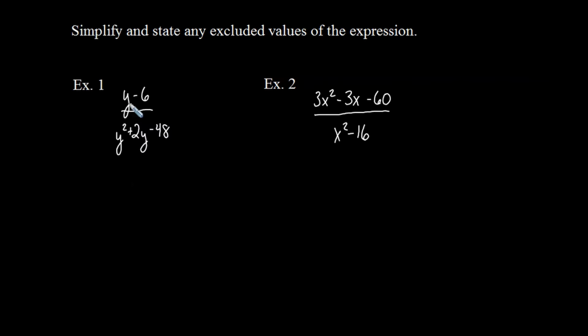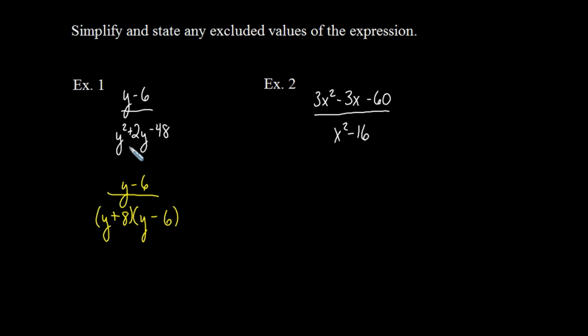So in example 1, we have y minus 6 in the numerator, and we have y squared plus 2y minus 48 in the denominator. So the numerator is already completely factored. It's a linear binomial, no GCFs or no common factors of the two terms. And in the denominator, that's a trinomial. So we will rewrite the trinomial as the product of two binomial factors, and we will factor this out into y and y, and our factors of 48 that add to be positive 2 will be positive 8 and negative 6.